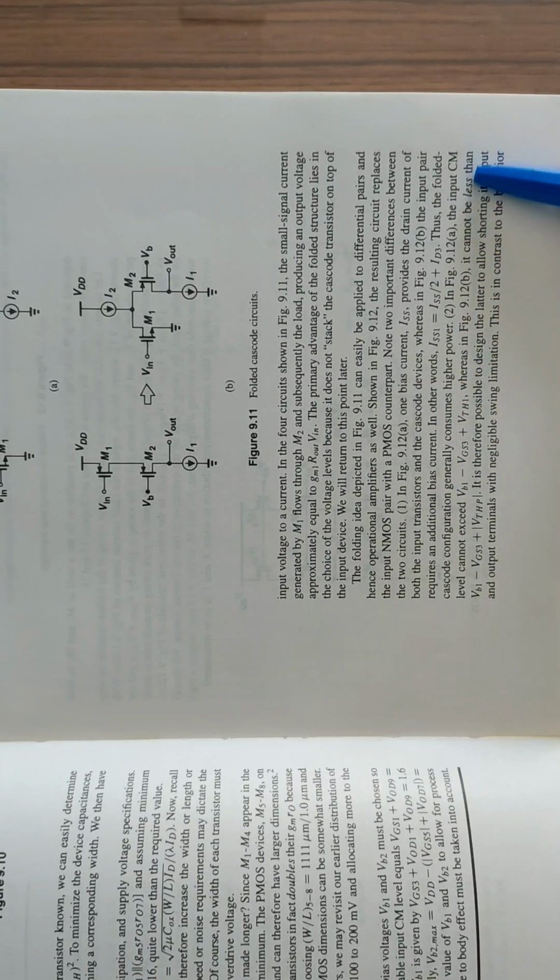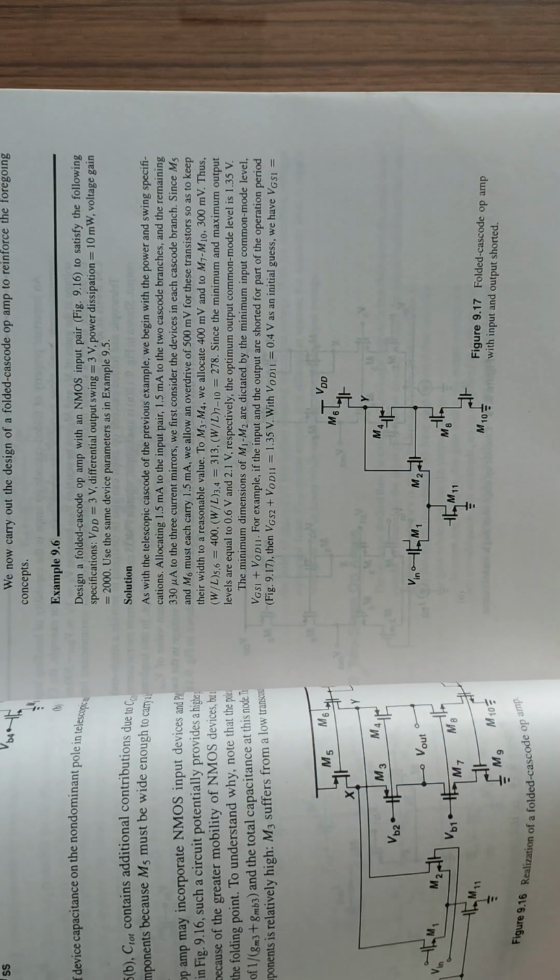In figure A, the input CM level cannot exceed VB1 minus VGS3 plus VTH1, whereas in figure B it can be less than VB1 equal to VGS3 plus |VEHP|. It is therefore possible to design the latter to allow the shorting of its input and output terminals with negligible swing limitation. This is in contrast to the behavior of the telescopic cascode.